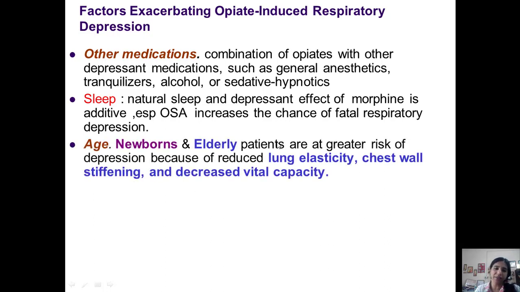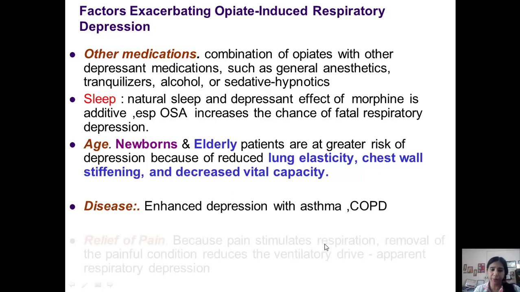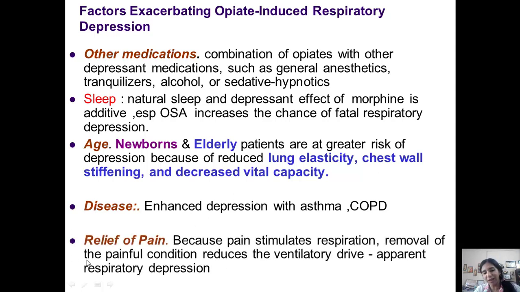Newborns and elderly are at a greater risk of depression because of reduced lung elasticity in both groups of individuals, chest wall stiffening, especially in the elderly, and decreased vital capacity in extremes of age. If there is already associated COPD or bronchial asthma, we might have more respiratory depression. And of course, the morphine-like drugs bring about relief of pain, because pain stimulates respiration itself. Removal of the painful condition reduces the ventilatory drive, and there is an apparent respiratory depression. Students, just remember this thing.